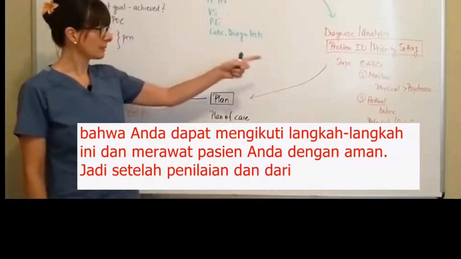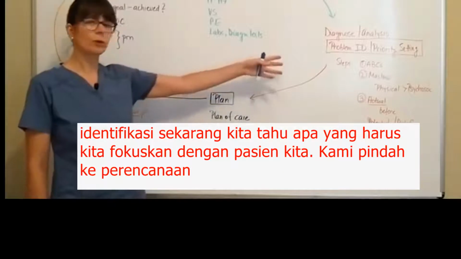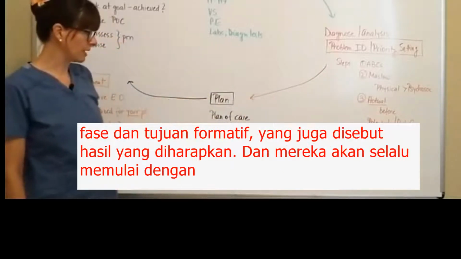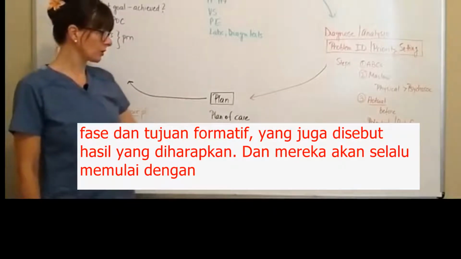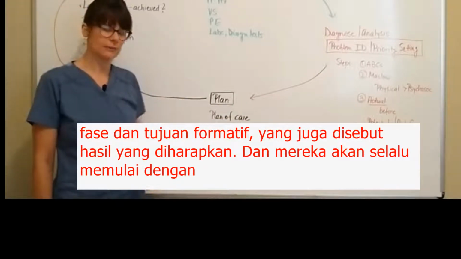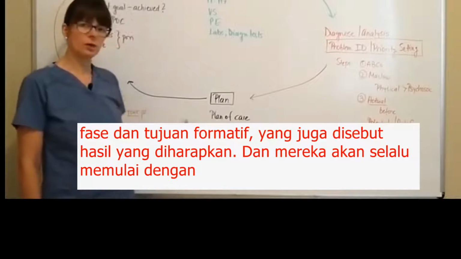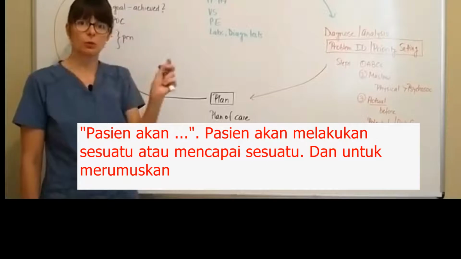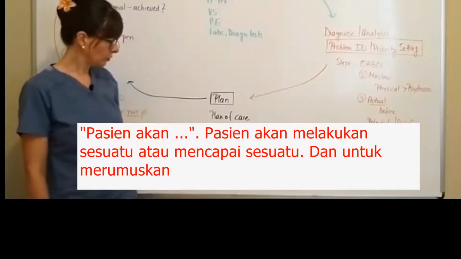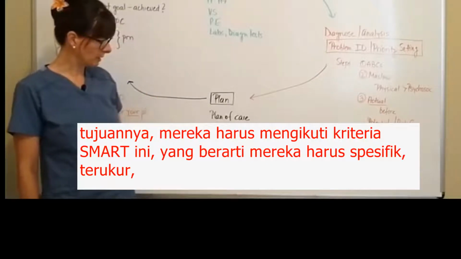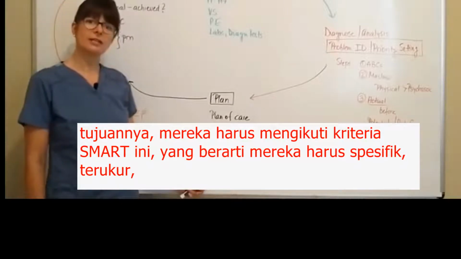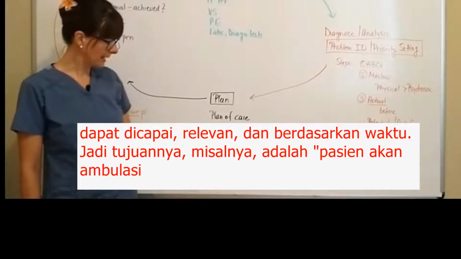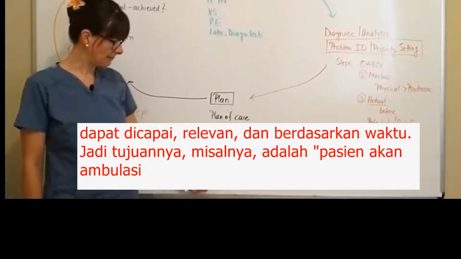So after assessment and problem identification, now we know what we have to focus on with our patient. We move into the planning phase and formulate goals, which are also called expected outcomes. And they will always start with the patient will. The patient will do something or achieve something. And in order to formulate a goal, they have to be following this SMART criteria, which means they have to be specific, measurable, attainable, relevant, and time-based.